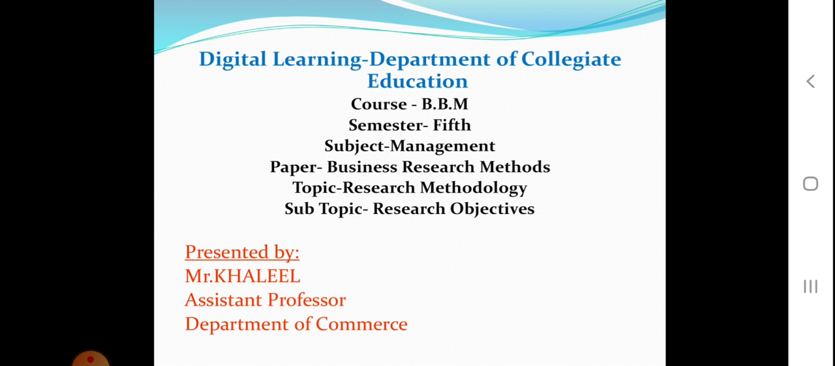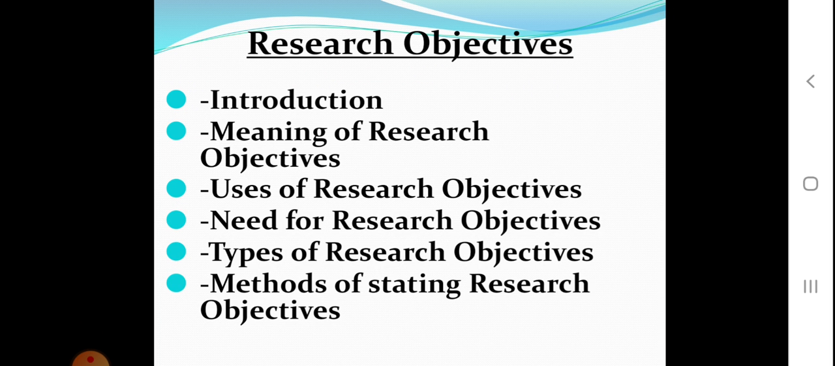In this session, we are going to talk about a very interesting topic, that is research objectives. In research objectives, first we will discuss the introduction part, later meaning of research objectives, uses of research objectives, need for research objectives, types of research objectives, and lastly, methods of stating research objectives.